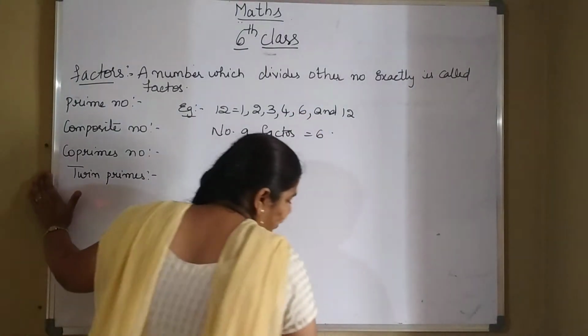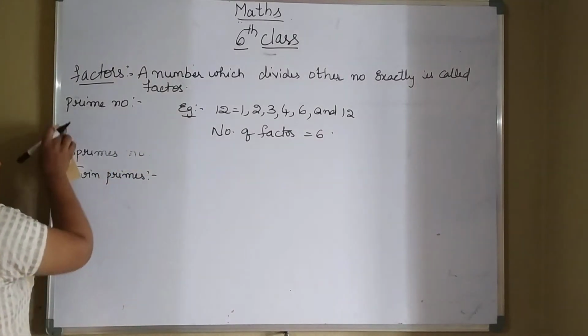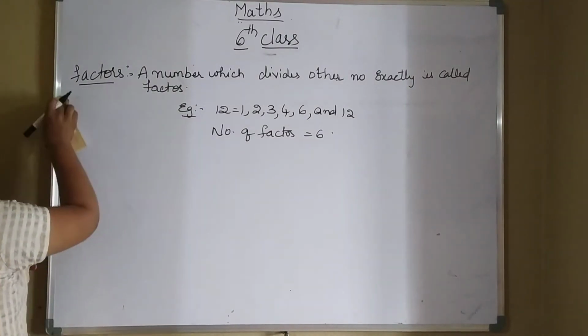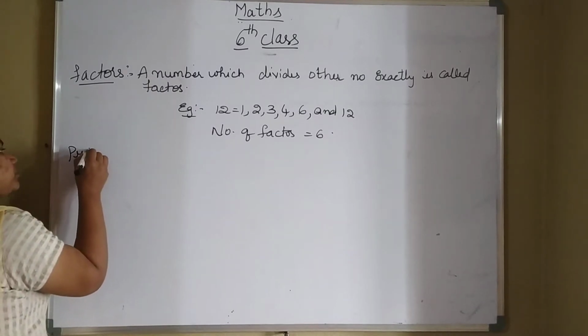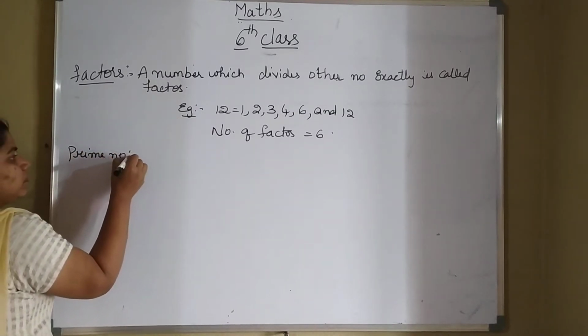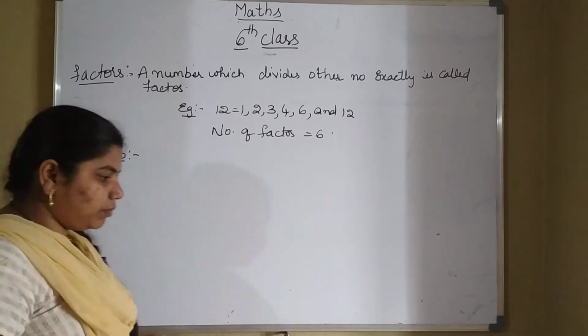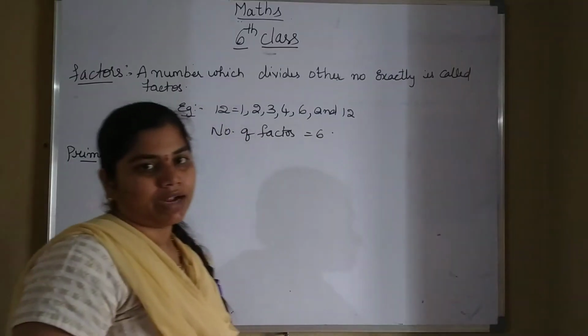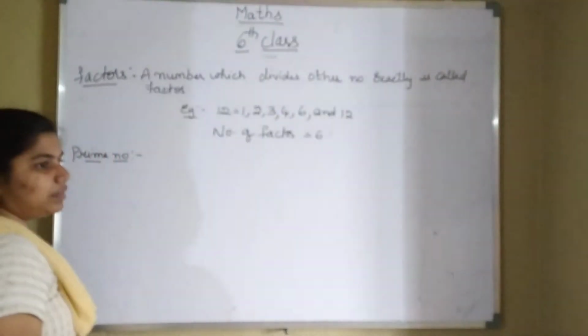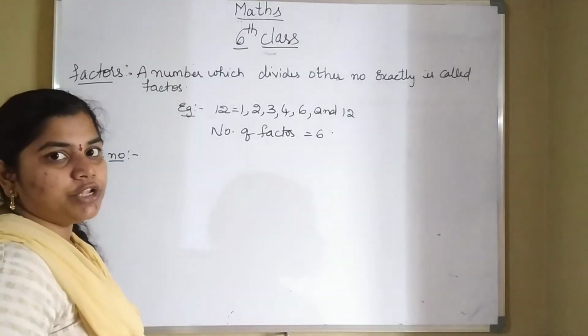Now next is prime numbers. What do you mean by prime numbers and what do you mean by composite numbers? What do you mean by prime numbers? Prime numbers are nothing but numbers having only 2 factors. Okay, prime numbers are nothing but it will be having only 2 factors.